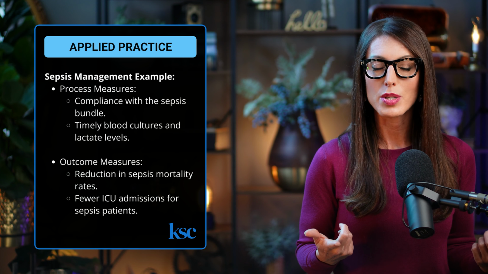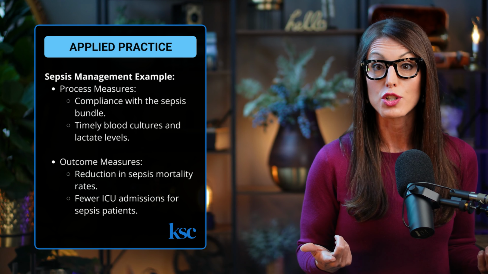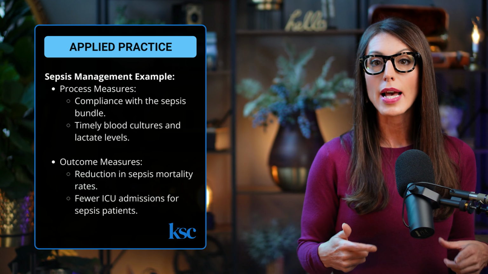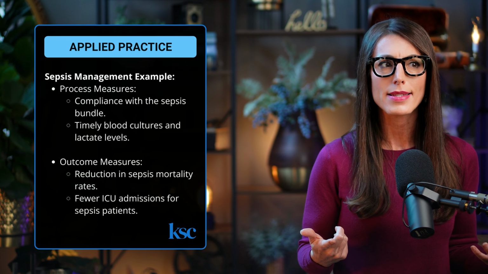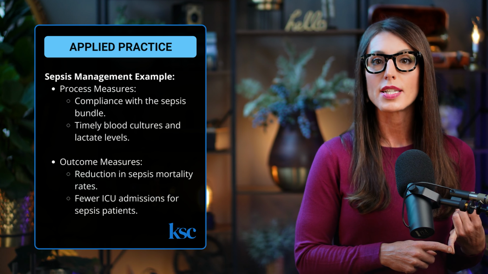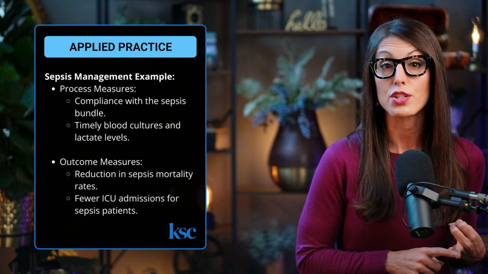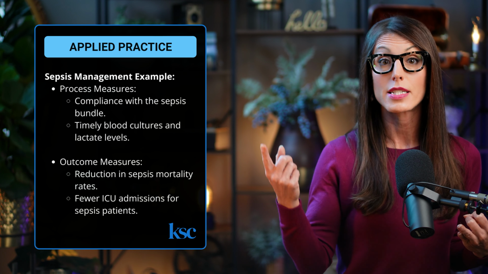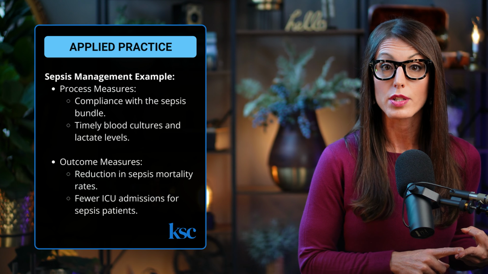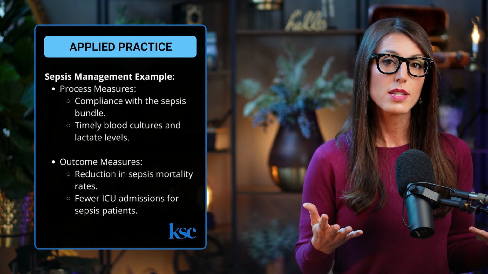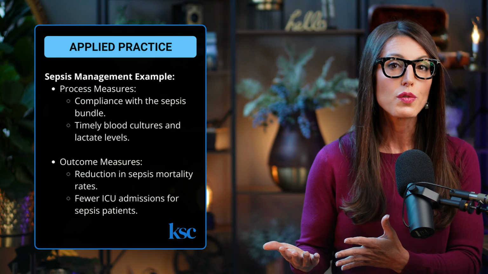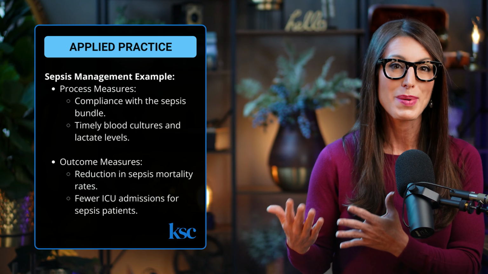Outcome measures in this scenario tell us whether or not all of those sepsis interventions actually improved patient survival and recovery. So for example, outcome measures would be things like, did we see an actual reduction in sepsis mortality rates? Or did we see a decrease in the percentage of sepsis patients requiring an ICU admission? It could also be things like shorter hospital length of stay for sepsis patients. So again, the process measures track whether or not the steps were completed, while the outcome measures really prove whether those steps made a real impact on patient care.